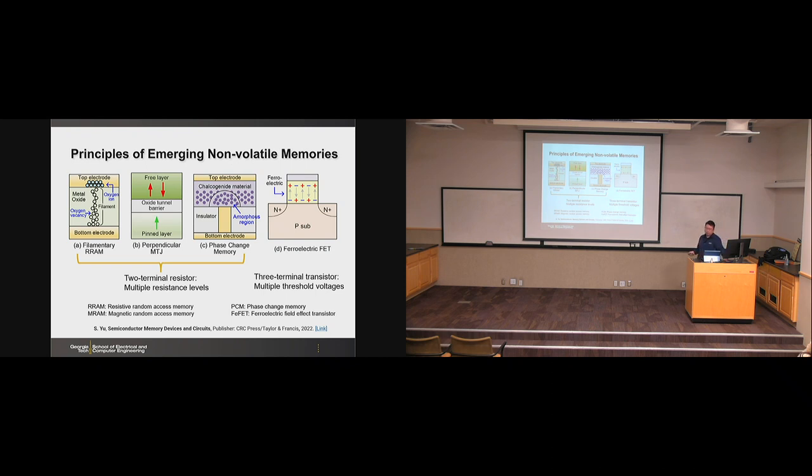One advantage is that the programming for this device is through the gate, but the readout is through the source and the drain terminal. Therefore, the write and the read paths are decoupled. Then you can engineer the write and read performance separately, unlike those two-terminal devices, where for both read and write, you have to go through the same path.